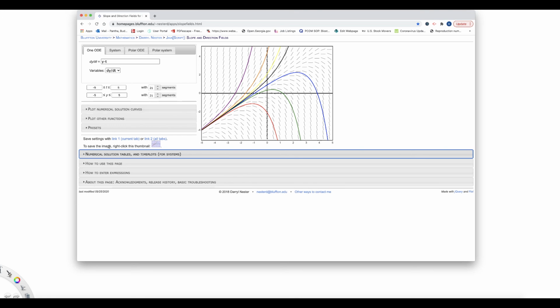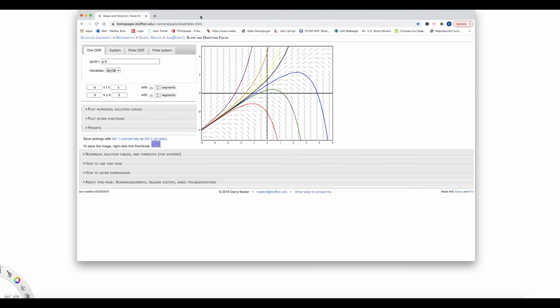It says to save the image, right click the thumbnail of this and then save. Or you can just take a picture of that and include it, or you can draw the t-axis and y-axis, and then draw this kind of scenario in your paper, in your homework. So you can do that. This is how you use a computer to draw the direction field.